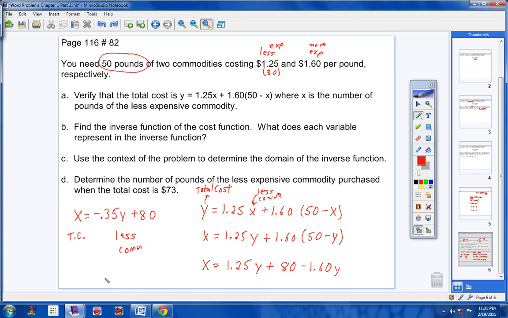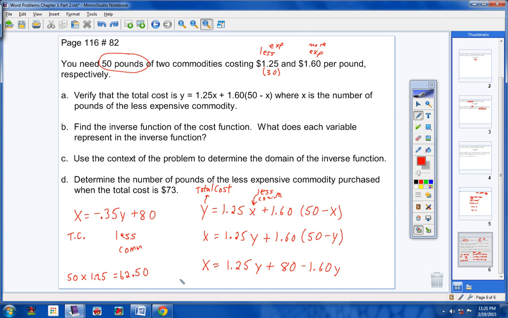The total cost is going to range between two numbers. You need 50 pounds of two commodities, okay? Well, let's say you wanted 50 pounds of the cheaper commodity. Let's say you wanted all 50 of that. So let's take 50 times $1.25. You get $62.50. Well, that's going to be the lowest your cost would ever be. Your cost cannot be any lower than that. Think about it. You're taking your cheapest commodity, $1.25, and you're multiplying it by 50 pounds. Okay? So your cost will never be lower than that.